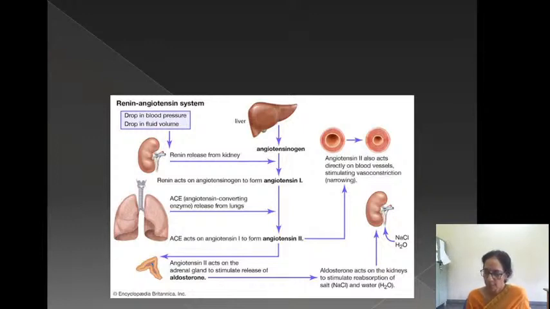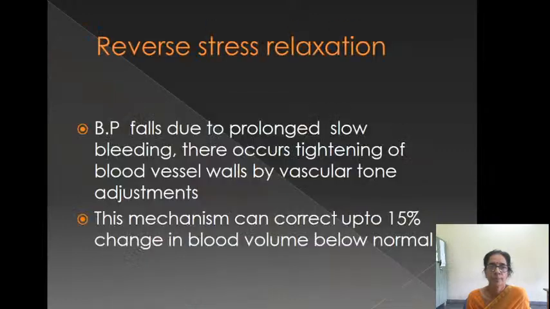Okay, coming to reverse stress relaxation. What is reverse stress relaxation? This is when BP falls due to prolonged slow bleeding. We are all talking about hemorrhagic shock, so it's all about the loss of blood from the vascular system. BP falls due to prolonged slow bleeding. There occurs tightening of the blood vessel walls.